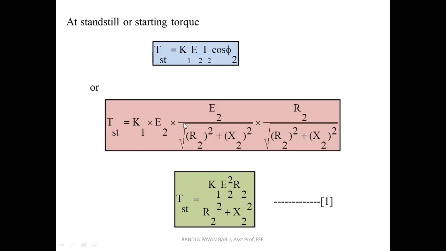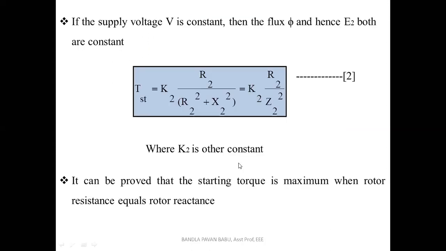Okay, and we have substituted all these values, I2 and cos phi2, that is the secondary, I mean rotor current and the power factor. So we have reduced it into equation 1. Next, starting torque. If you want the starting torque, substitute S equal to 1 there, and of course we have to make certain assumptions. So V should be constant and the flux phi. If V is constant, the flux is proportional to the induced EMF. So then this equation becomes K2. So let K2 be the other constant which is obtained from K1.